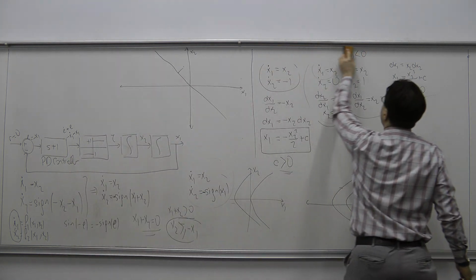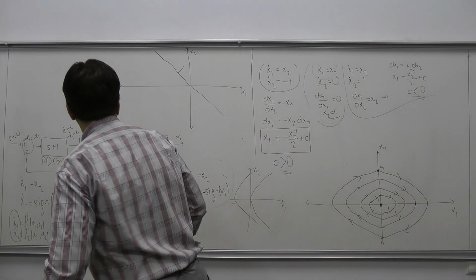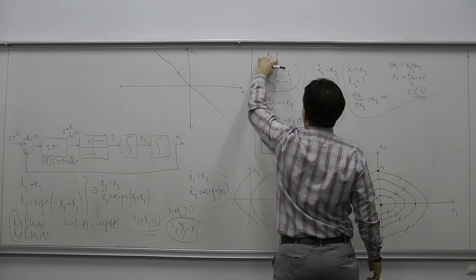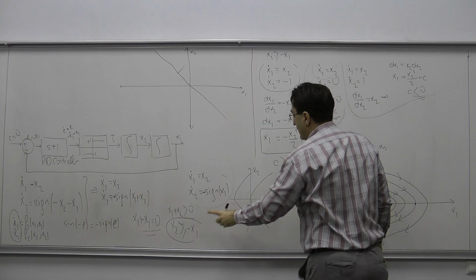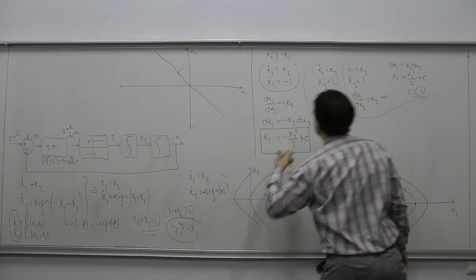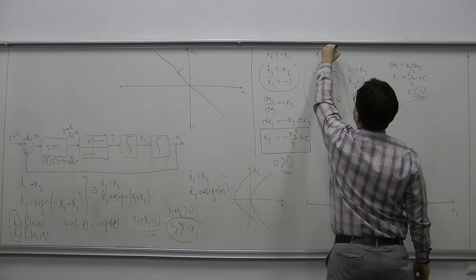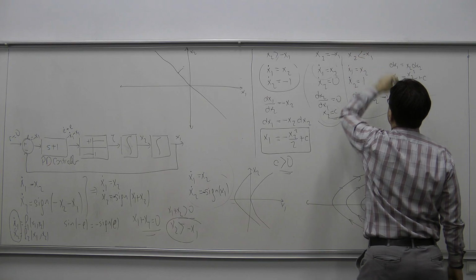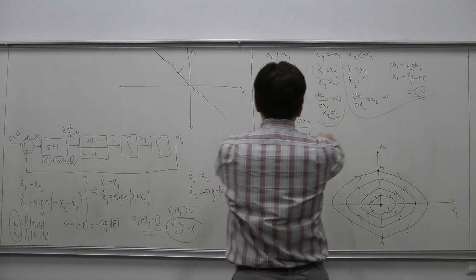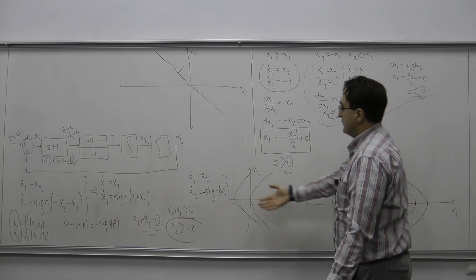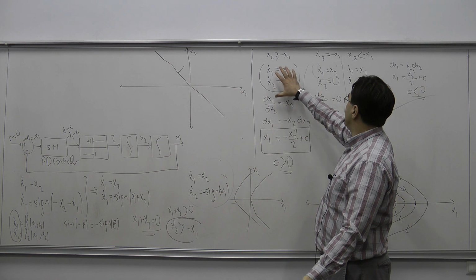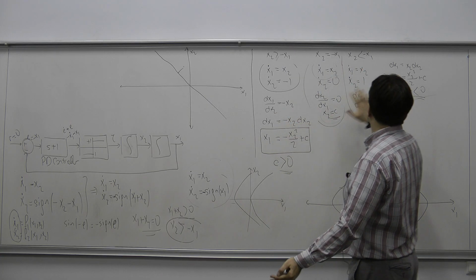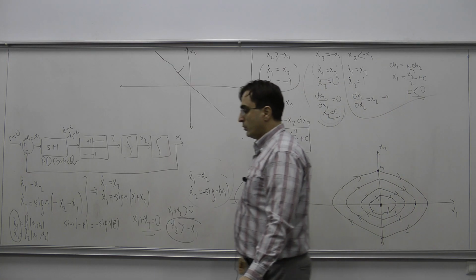So I can erase these inequalities, and this is valid when x2 is larger than minus x1, and there is no equality here. This is true when x2 is minus x1, and this is true when x2 is smaller than minus x1. Okay? But the equations would remain the same because the sine function is either 1 or minus 1. So these equations, these trajectory equations, would not change. Okay?